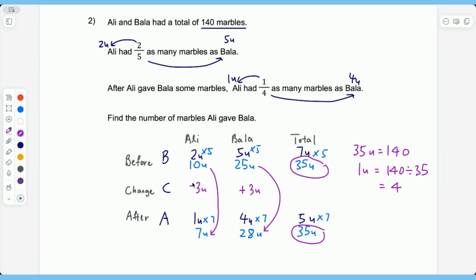Ali gave to Bala 3 units. So 3 units will be 4 times 3. That gives us 12 marbles. So Ali gave Bala 12 marbles.